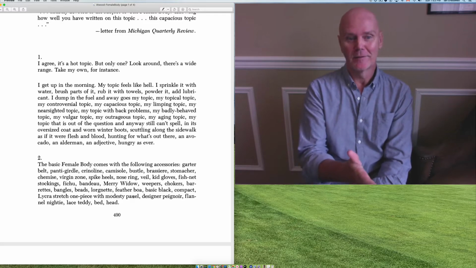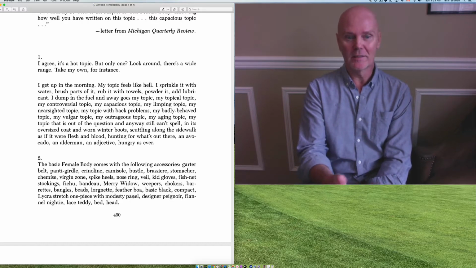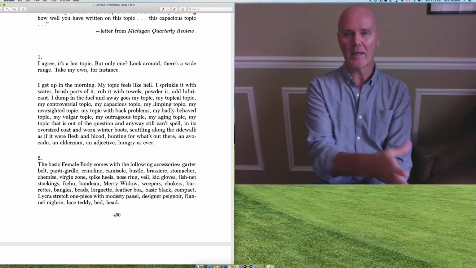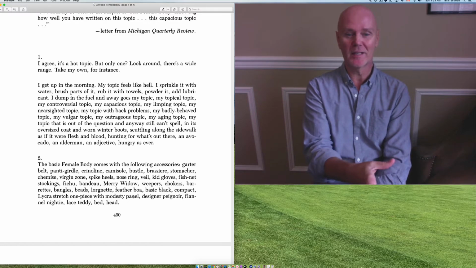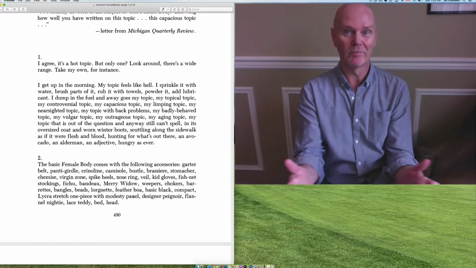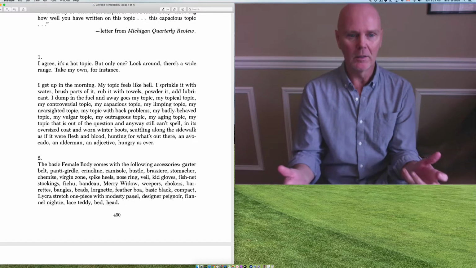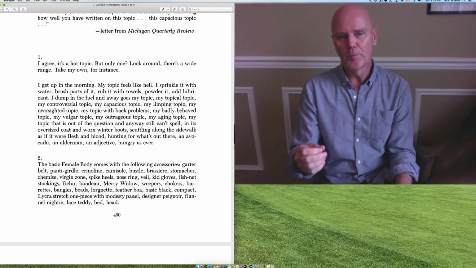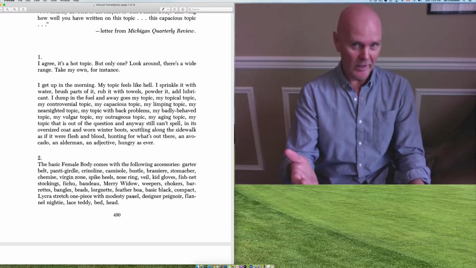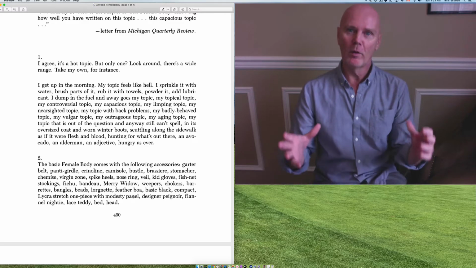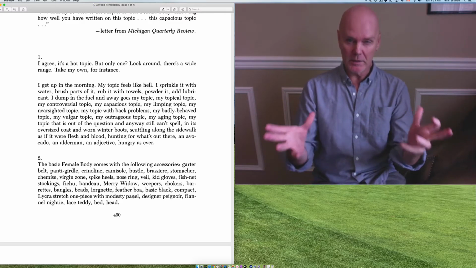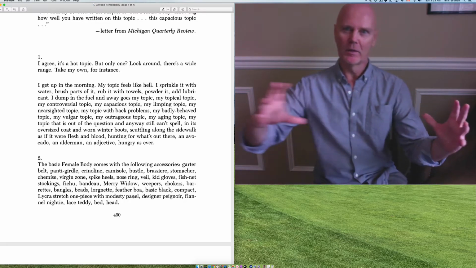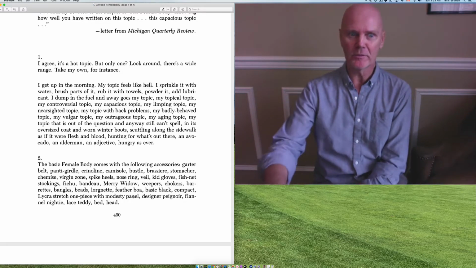That what we've got here is a list of accessories that take us way back in time to accessories that are no longer used, that people don't even know about anymore. Right up to the present with the references to lycra. So, in other words, Atwood, I think, is saying this is how the female body has been dressed and accessorized throughout history, throughout this sort of chronology that she's setting out here in section 2.